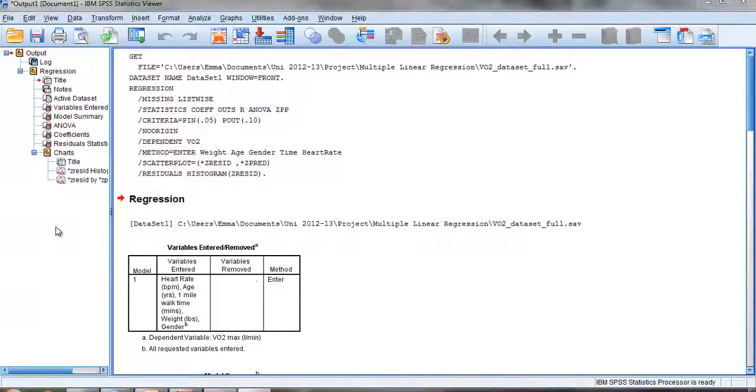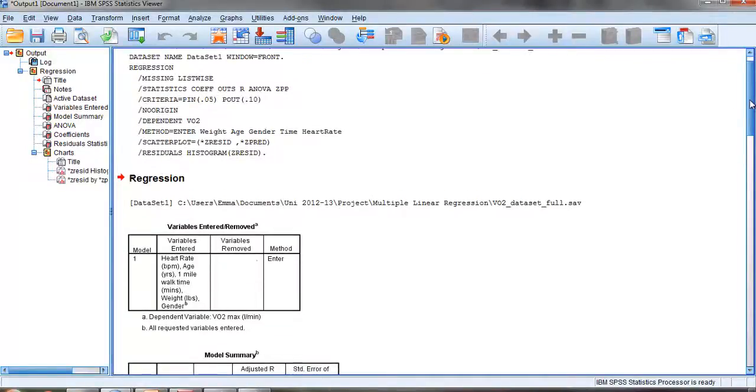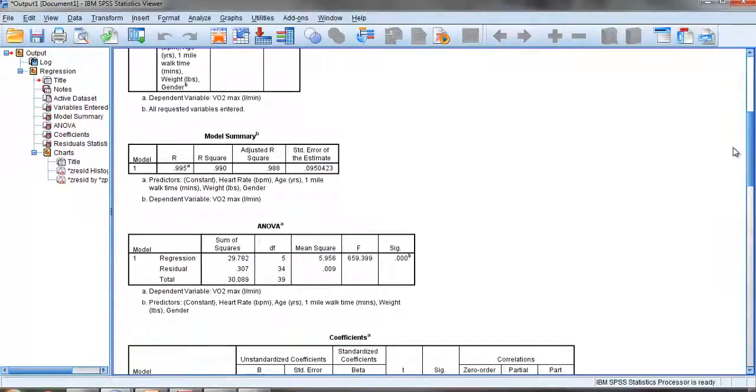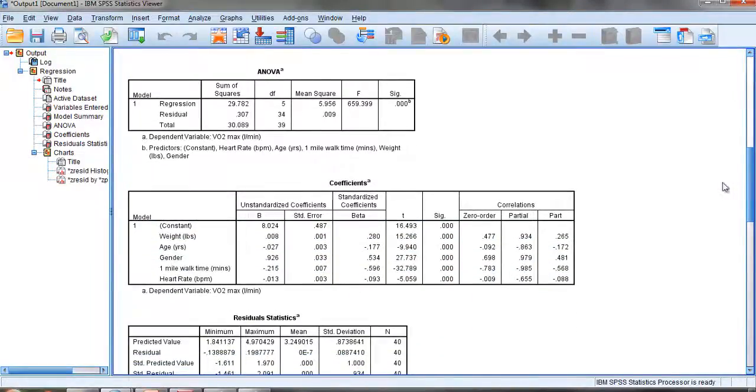In video 2, we concluded that only weight, age, gender, 1 mile walk time and heart rate were significant predictors of VO2 max. So I've created a linear regression model with only these predictors to make the output clear. All settings and plots are as in video 1. We get the following output. The model summary and ANOVA were discussed in video 1 for the full model, and the same arguments apply here. We will again use the coefficients table to get the final equation for our model.